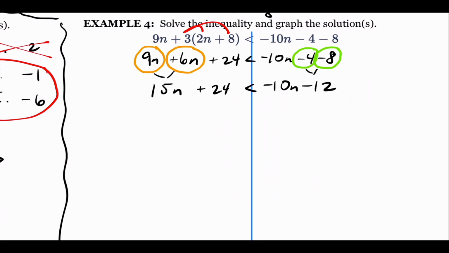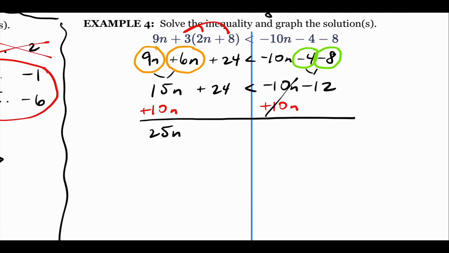Now we got to get n's on the left. I have negative 15n over here on the left already, but I also have a negative 10n over here. So I got to get this negative 10n over with its buddy. So I got to do the opposite, add 10n. 25n plus 24, negative 12.